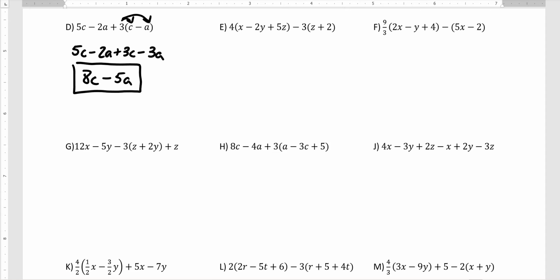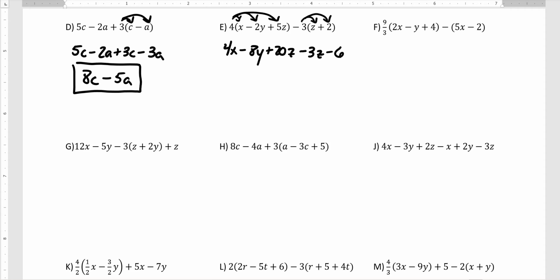Letter E, we have to distribute a bunch here. We've got to distribute this 4 into everything, and then we also need to distribute this negative 3 into everything. So let's start with distributing the 4. 4 times x would be 4x. 4 times negative 2y would be negative 8y. 4 times 5z would be 20z. Then I'm minus 3z. And negative 3 times 2 is negative 6.